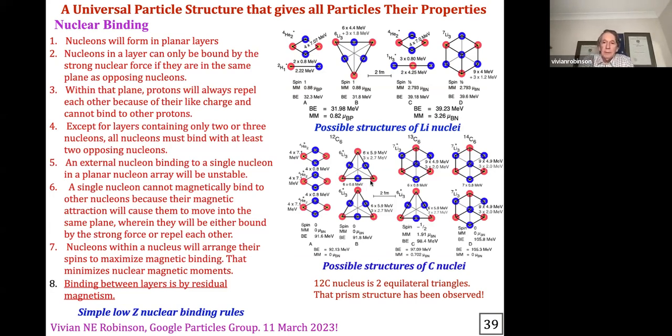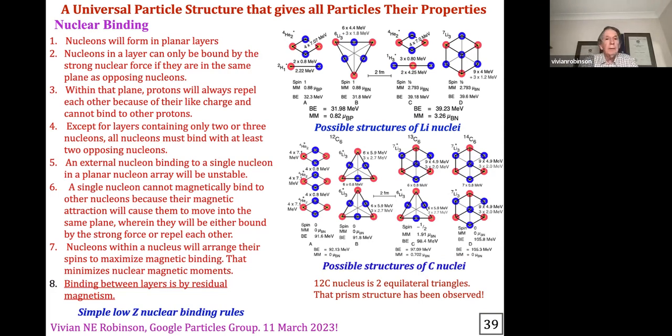Now, a few years ago, experimentalists, who are pretty good, did these measurements and found that, yes, indeed, the structure of a carbon nucleus was an equilateral prism structure. So this structure has been observed. So I guess we're on the right track to showing that this model does work.